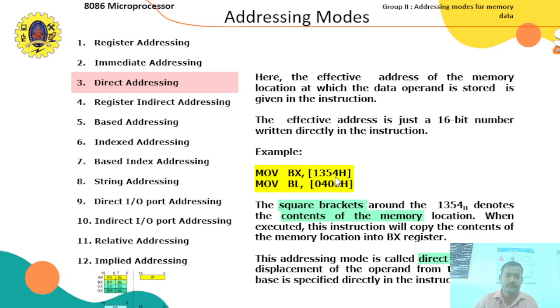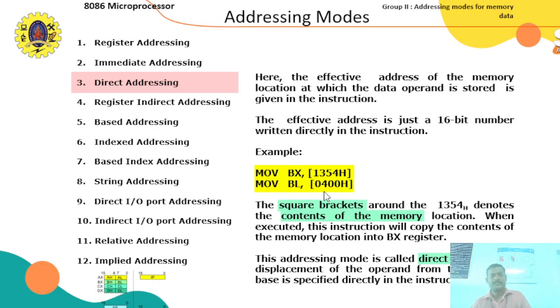The 1354 content is moved to BL and the 1355 content will be moved to the BH register, because source and destination must be the same size. Once you use a 16-bit register, it automatically maps to two consecutive locations. Look at the second example. MOV BL, square bracket 0400H. The content present in location 0400 will be moved to the BL register. Here it is only 8-bit data, so it refers to only one location.